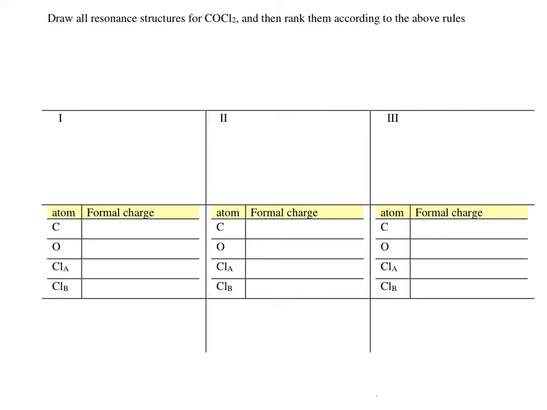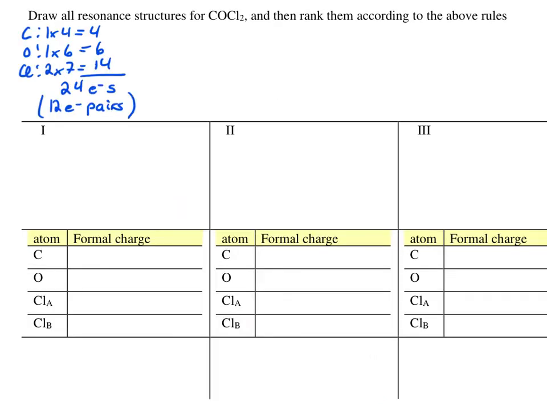We're asked to rank the relative stability of some resonance structures, so let's first draw the structures. Alright, so we've counted up the valence electrons. We see we have 12 electron pairs. Carbon's listed first. We'll put that in the middle. And we'll have the chlorines on either side and oxygen here.